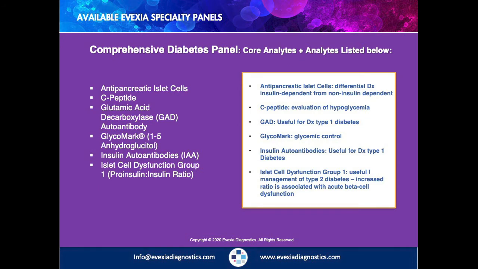So here are the components of the comprehensive diabetes panel, which include, again, those core analytes I mentioned previously, plus 12 additional analytes pertinent to the assessment of diabetes. And the first one, as you can read, is called anti-pancreatic islet cell test. Now, this analyte is helpful with the differential diagnosis of insulin-dependent diabetes from non-insulin-dependent diabetes. So it's a good analyte to take a look at.